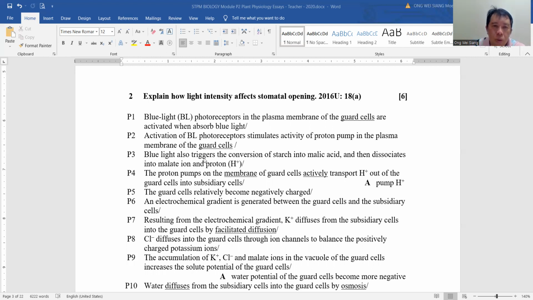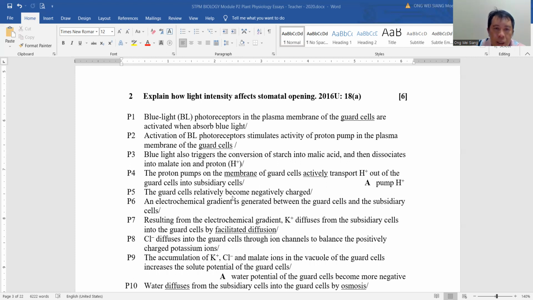So the blue light also triggers the conversion of starch into malic acid, which then dissociates into malate ions and protons. This is found in the cytoplasm. The proton pumps on the membrane of guard cells actively transport. You must use "actively transport"; you cannot just use "transport". Or you can use "pump", because pump already represents active transport. Actively transport or pump protons out of the guard cell into the subsidiary cell.